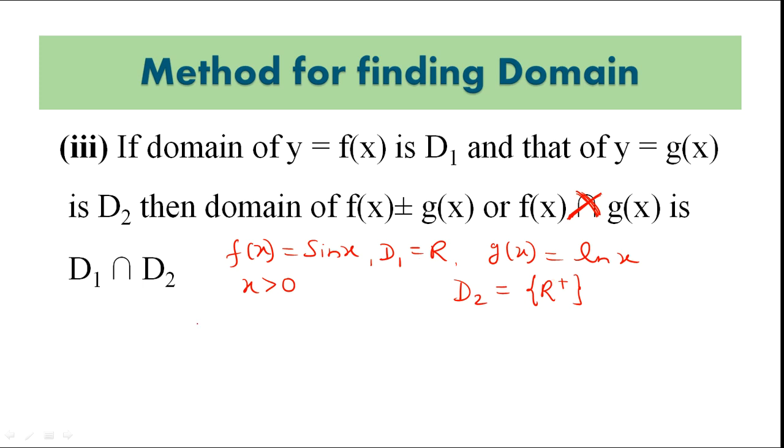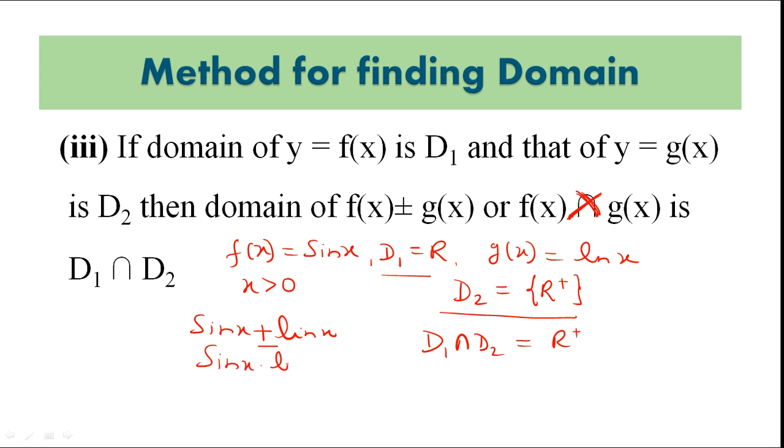So if we want to determine the domain of sin x plus ln x, then simply the intersection of d1 and d2, that is the set of positive real numbers. So that will be the domain of sin x plus ln x. Also the domain of sin x into ln x will be this one. So in case of sum, difference and product, the domain is given by the intersection of d1 and d2, if d1 is the domain of the first function and d2 is the domain of the second function, okay.